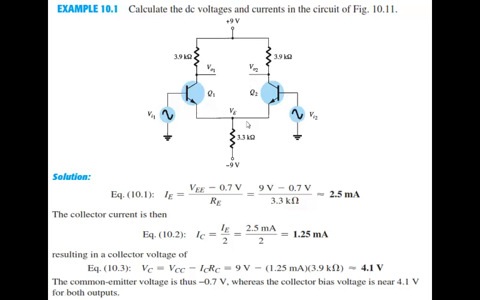Emitter currents are 1.25 milliampere and collector currents are also 1.25 milliampere. So you can also compute the value of base current by just applying the equation of currents in a transistor, that is IE is equal to IC plus IB.